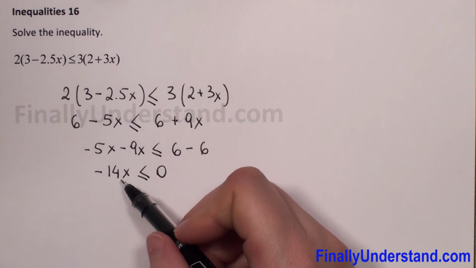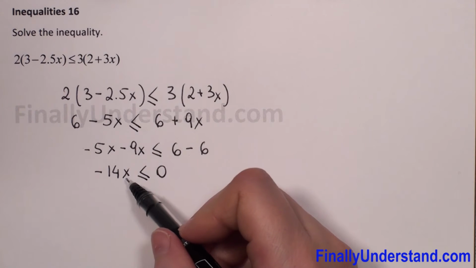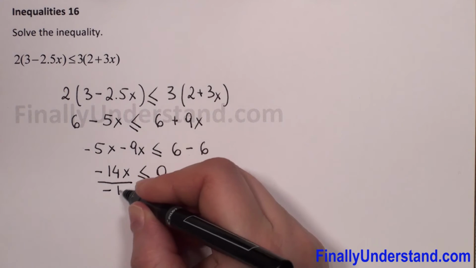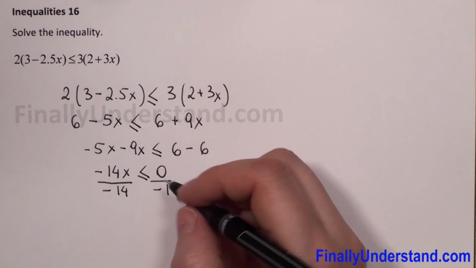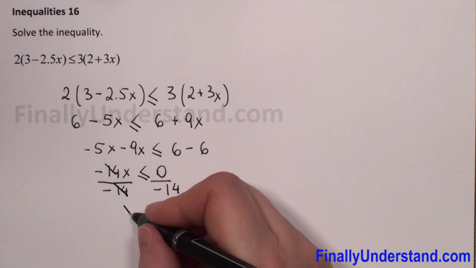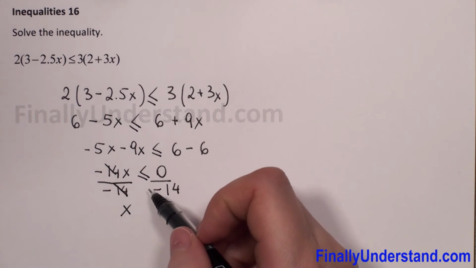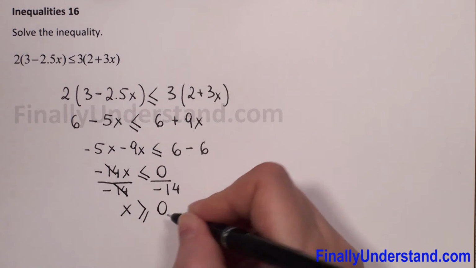So now I have to divide both sides by negative 14 because I need to find only x. So negative 14 and negative 14 will cancel and I have x, and because I divide by a negative number, I have to change the direction of our inequality, so it will be x is greater than or equal to 0.